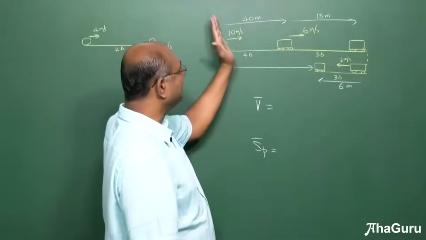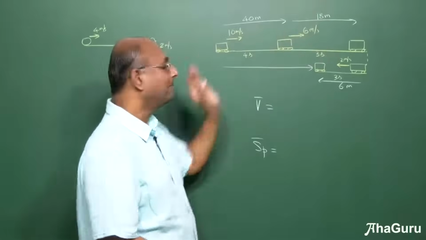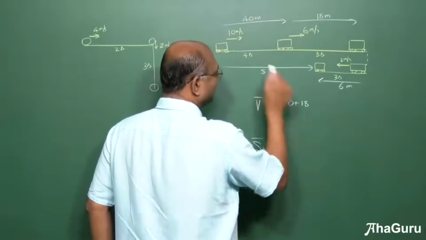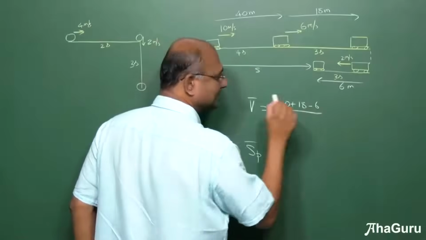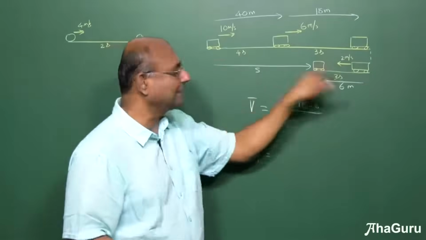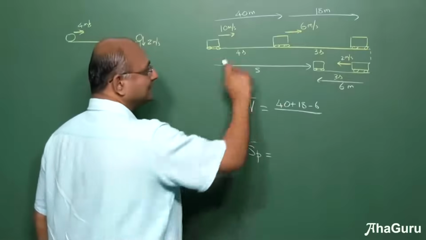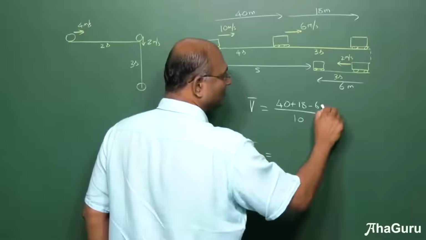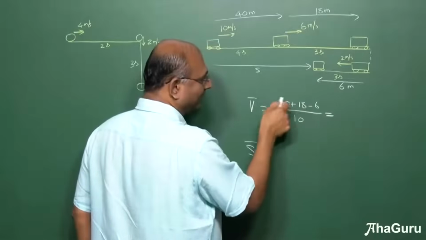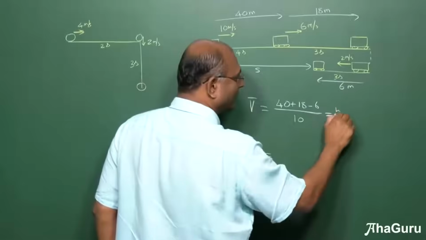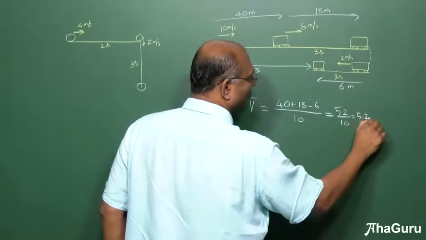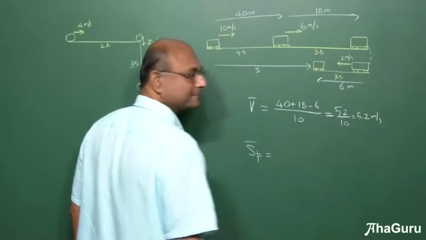How much is my displacement? 40 plus 18 minus 6, divided by the total time 4 plus 3 plus 3. 4 plus 3 plus 3 is 7 plus 3, 10 seconds. So many meters by so many seconds. Now what is this? This is going to be 12 plus 40 is 52. So this is 52 by 10 or 5.2 meters per second.